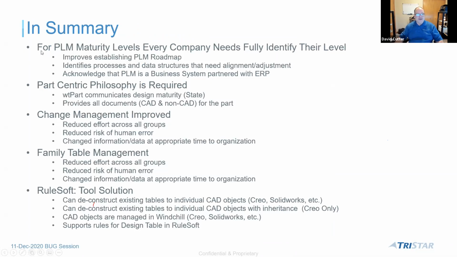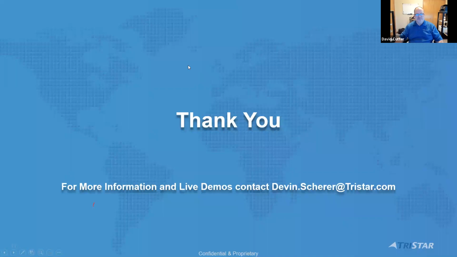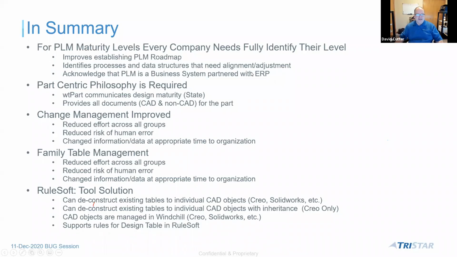So in summary, for PLM maturity levels, every company needs to understand where they're at and where they want to go, because the big one here is it identifies processes that may need alignment, and part of that is things like family tables. And when we look at the part-centric philosophy, again, we need to look at family tables. And when you look at the tool, everybody complains about family tables, they always have. We believe this is a tool that we can bring to you and allow you to get yourselves prepared for the larger world of a more inclusive PLM environment following a part-centric approach.